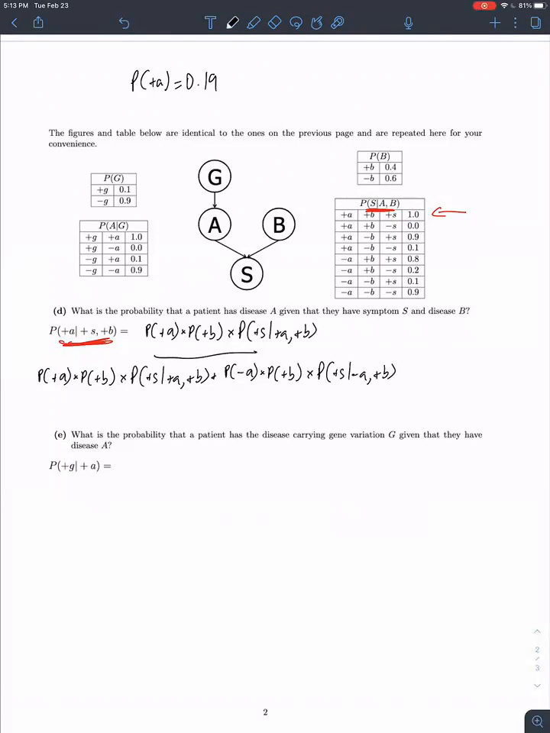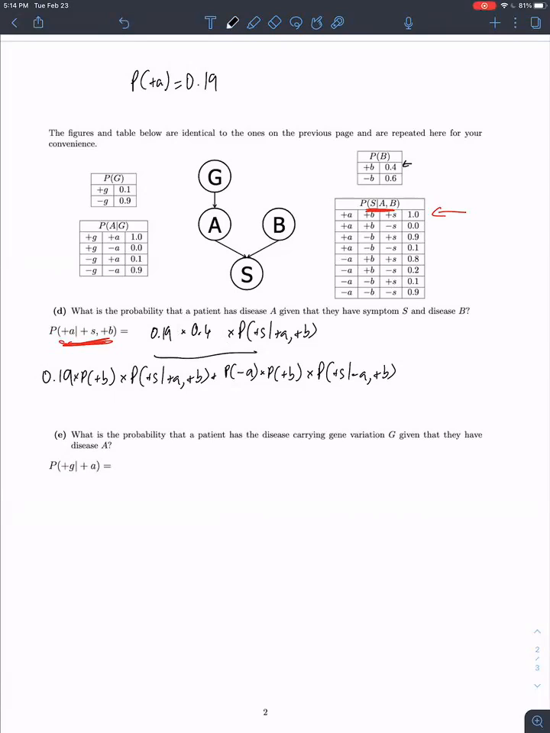Okay, now we've got to turn those into numbers. What's the probability that you're positive for A? 0.19. Probability that you're positive for B, that's 0.4. Actually, I'll do A everywhere. So, on the bottom, here's the probability that you're positive for A. Replace that with 0.19.